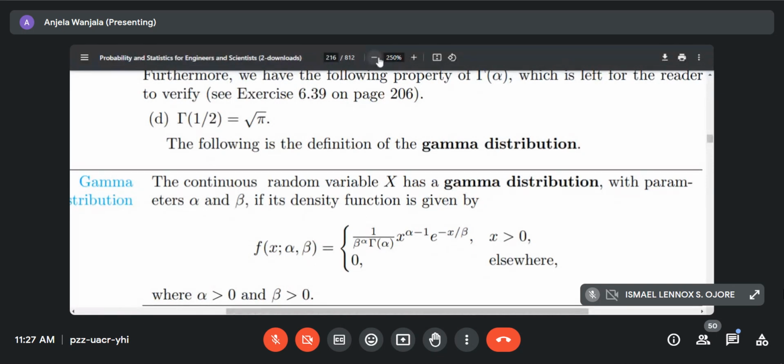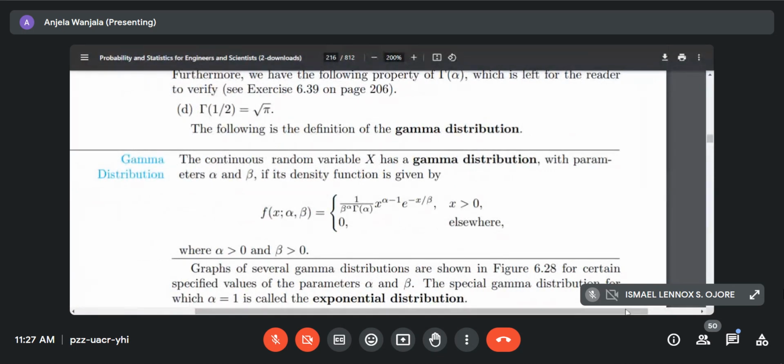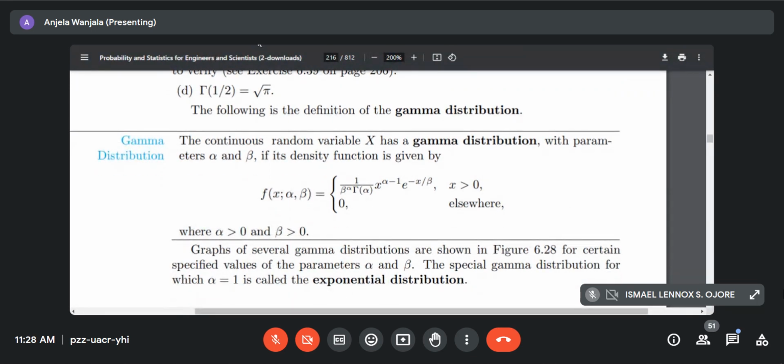So now the gamma distribution has two parameters or two unknowns, alpha and beta. Once you have the gamma distribution given in terms of the gamma function, then you can be able to determine its mean and so on. So the mean of the gamma distribution is alpha times beta. That is the product of the two parameters it has. The variance is alpha beta squared.